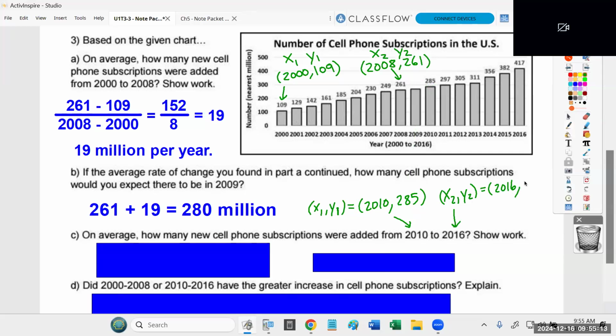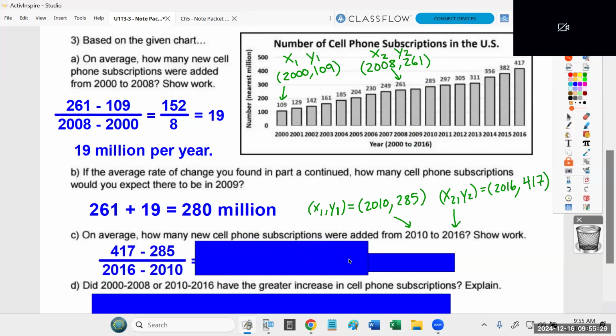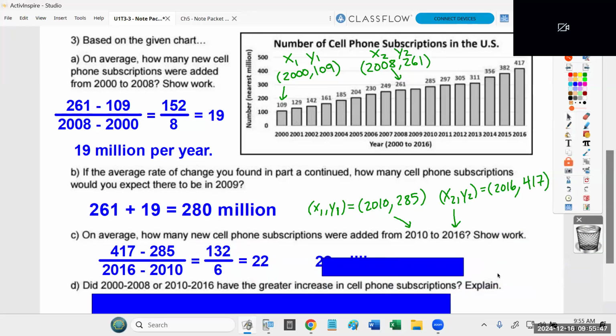Okay, and in 2016, according to the graph, there were 417 cell phone subscriptions. So plugging in those numbers, again, you take the difference of the y values and put it on top. 417 minus 285 goes on the top. 2016 minus 2010 goes on the bottom. The bottom is easy. 2016 minus 2010, that's only a difference of 6 years. Top one, a little more ugly, but you end up with a difference of 132 million, which when you divide by 6, you end up with 22 million subscriptions per year.